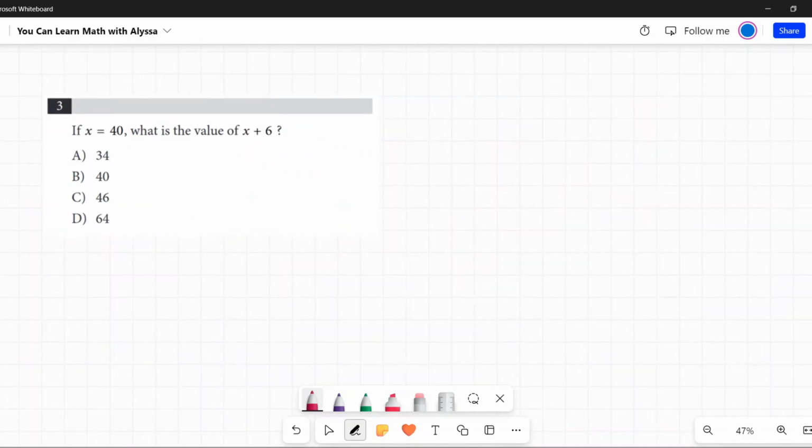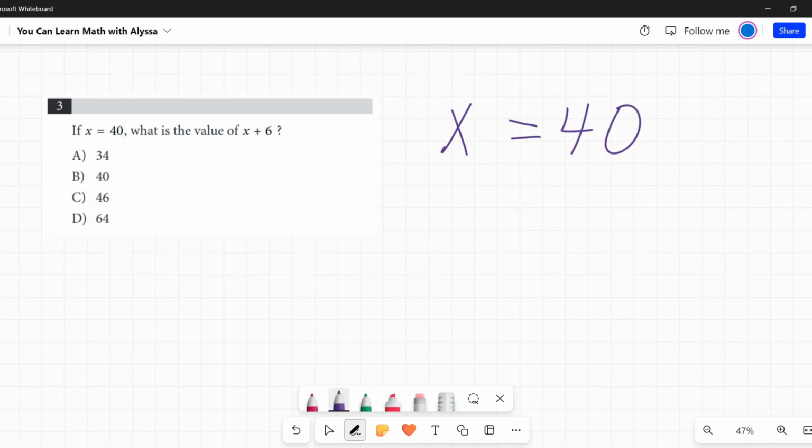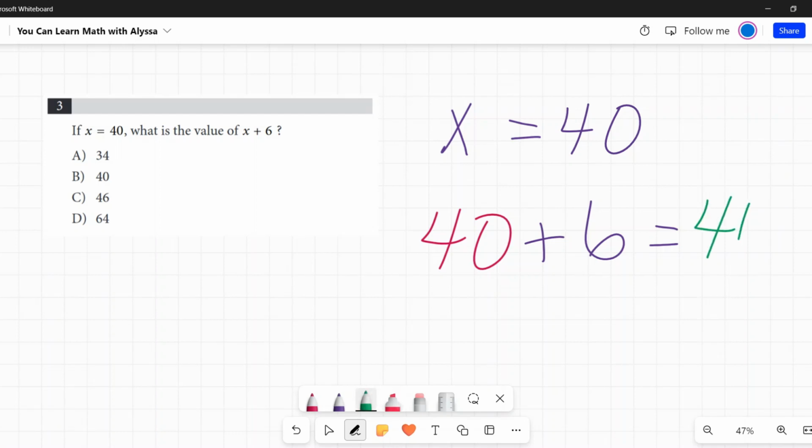Number 3. If x is equal to 40, what is the value of x plus 6? So x equals 40. And if we say what is x plus 6, we just need to change that x for 40. So 40 plus 6 is equal to 46. C is my answer.